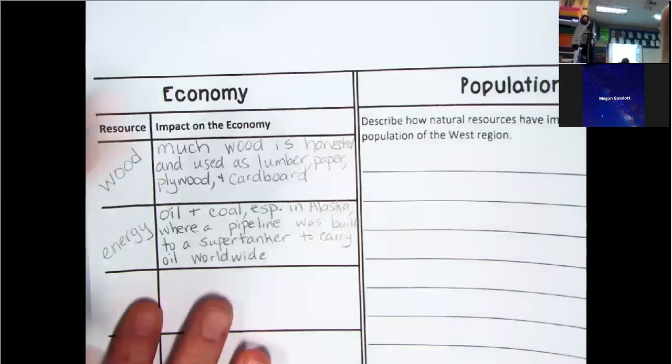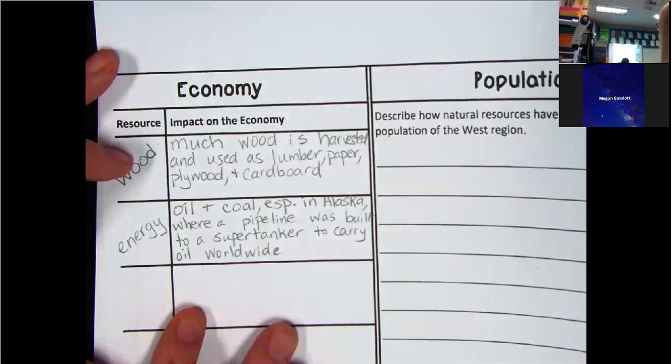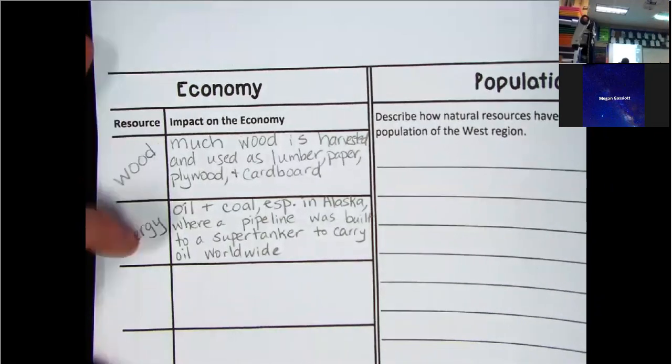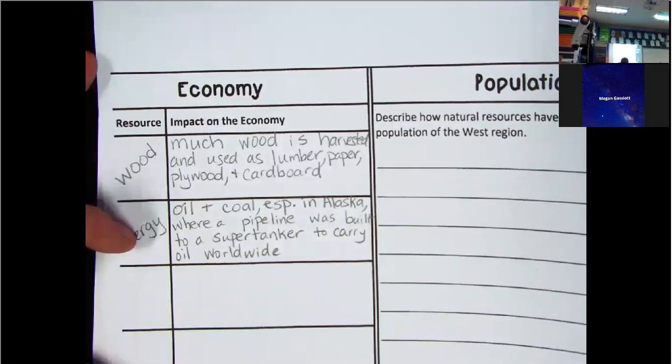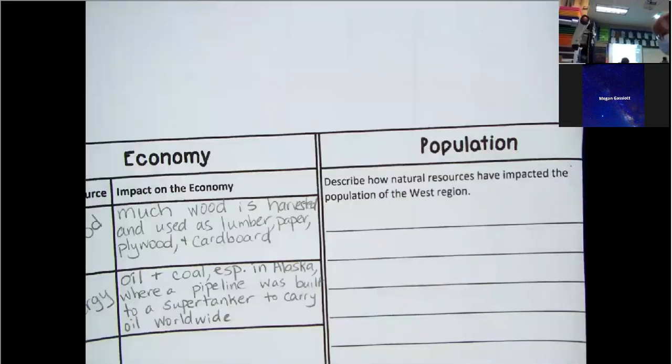Okay, so wood, a lot of wood is harvested and used as lumber, paper, plywood, and cardboard. Energy, oil and coal, especially in Alaska, where a pipeline has been built that runs to a super tanker that carries oil worldwide. Okay, so everybody still has this resource.